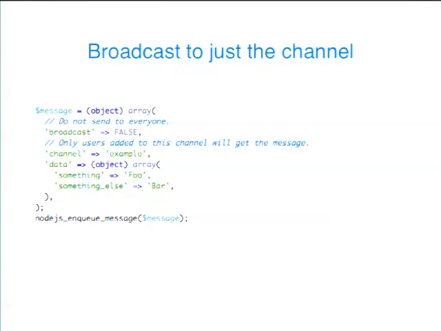So how do you broadcast a message to just a specific channel? You switch broadcast to false, so that doesn't go to absolutely everybody, that just goes to specific channels, and then you just specify what channel, and it's going to be routed to the appropriate users.